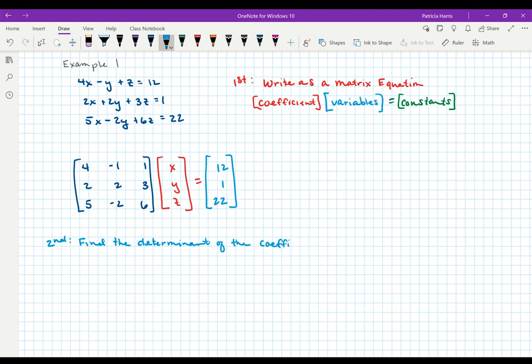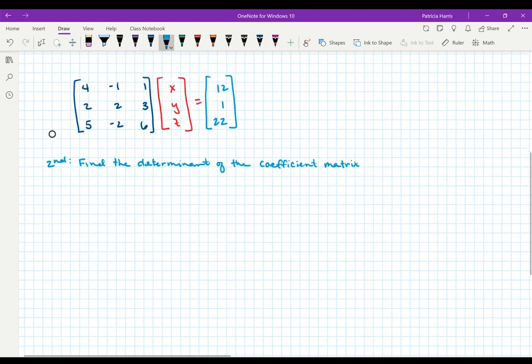Now, I'm going to warn you, I'm going to try to do this all by hand except for the basic arithmetic because I don't trust myself to multiply. All right, here we go. So remember, when you find a determinant of a 3 by 3, you actually have to write the first 2 columns down twice. So I'm going to rewrite 4, 2, 5, -1, 2, and -2.